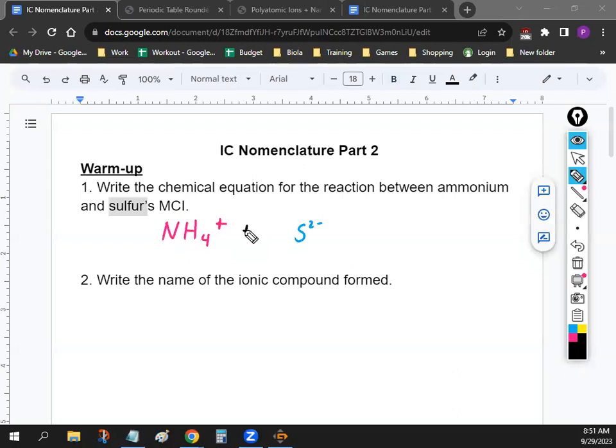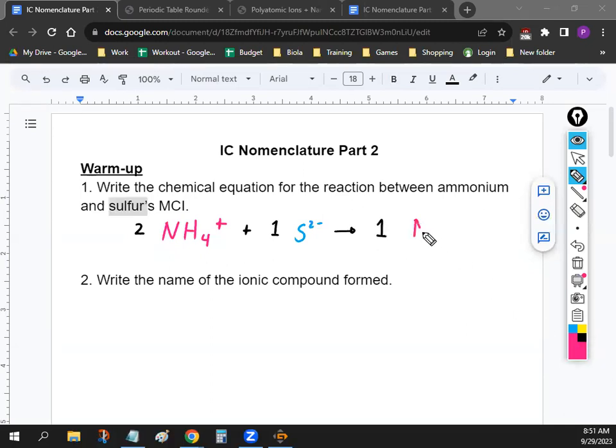All right, so we add them together in our chemical equation, and you should notice you need 2 of these. 2 of the ammoniums to balance out the sulfur. So we put a 2 in front of ammonium and then a 1 in front of the sulfur. All right, and so they're going to react together and you're going to form 1 ionic compound.